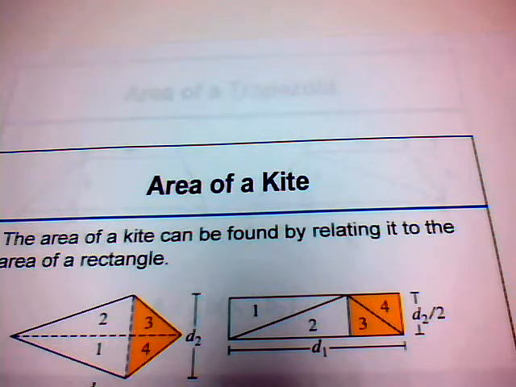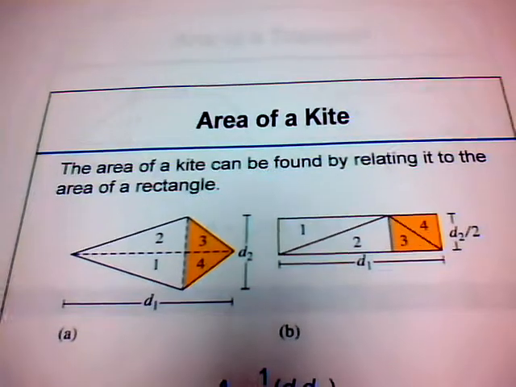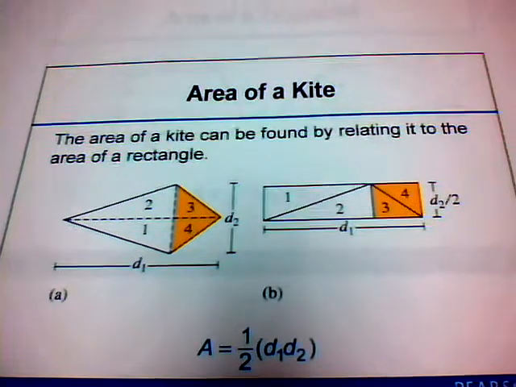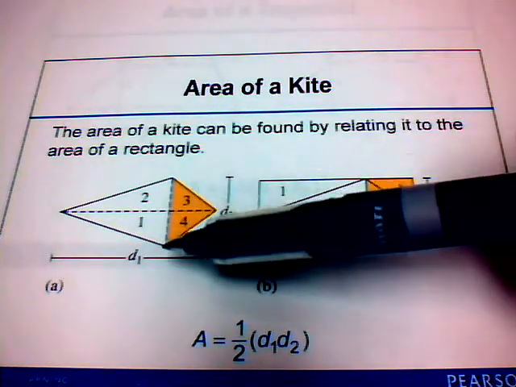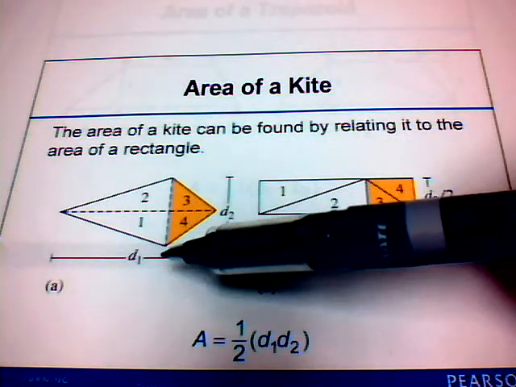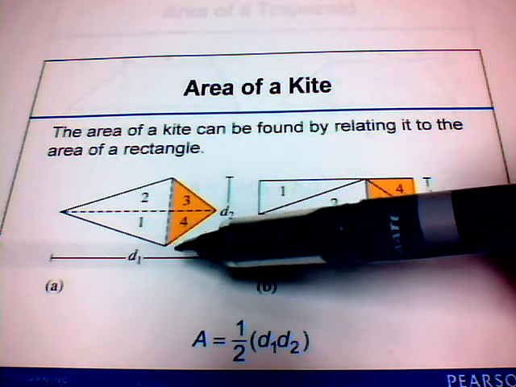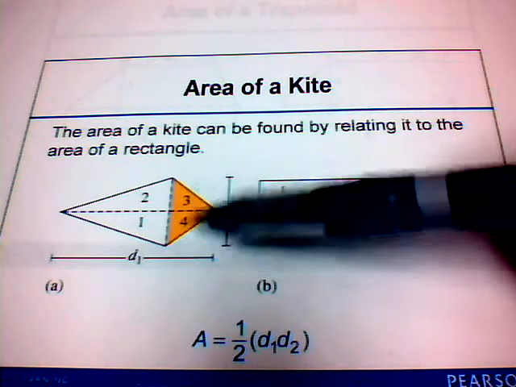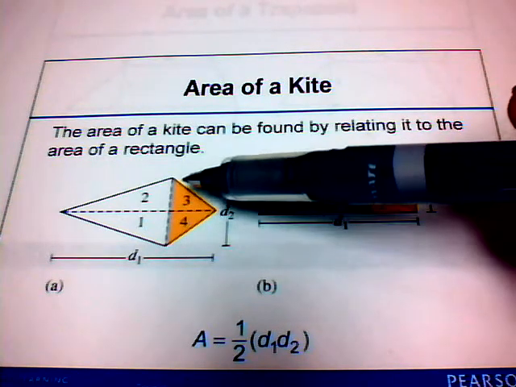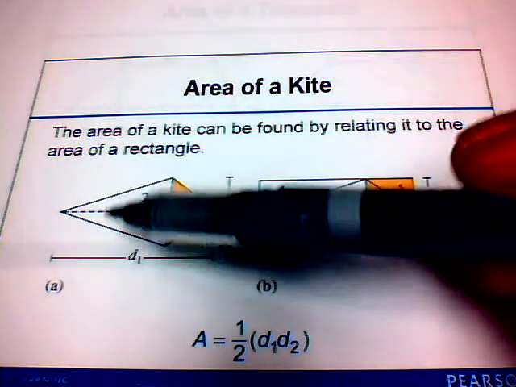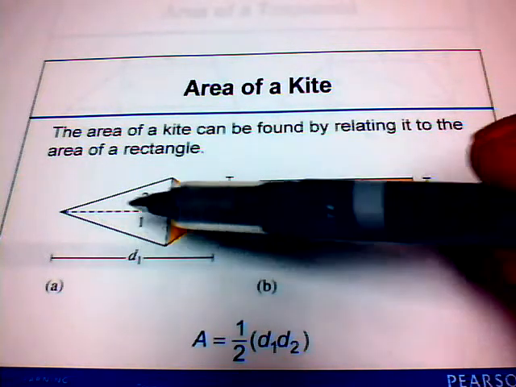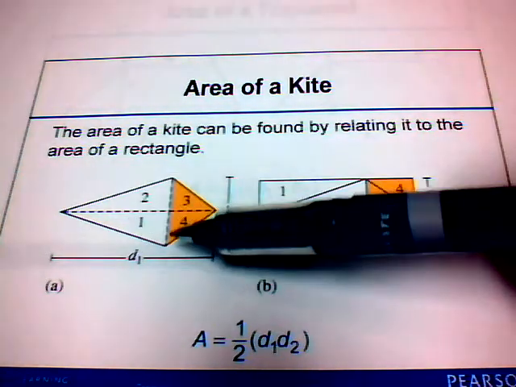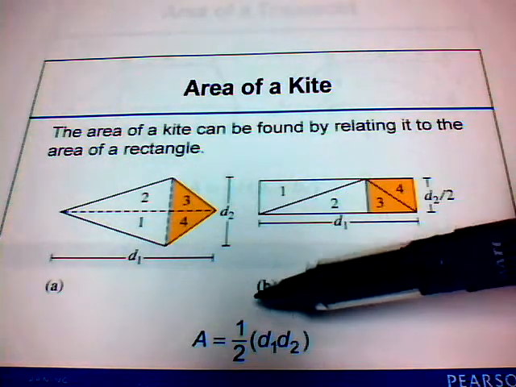Alright, next is the area of a kite. Now the area of a kite can be found by relating this to the area of the rectangle. So let's say we have a kite right here. Of course, we talked about what a kite was in one of the videos here. A kite is nothing but a quadrilateral where you have two pairs of adjacent sides that are congruent. That means this side and this side are congruent, and then these two adjacent sides are also congruent to each other. Here, this diagonal here, that's diagonal number 1. This diagonal going up and down is diagonal number 2.